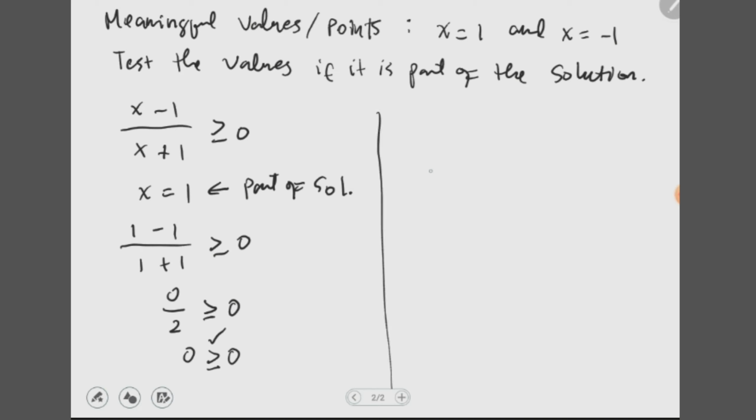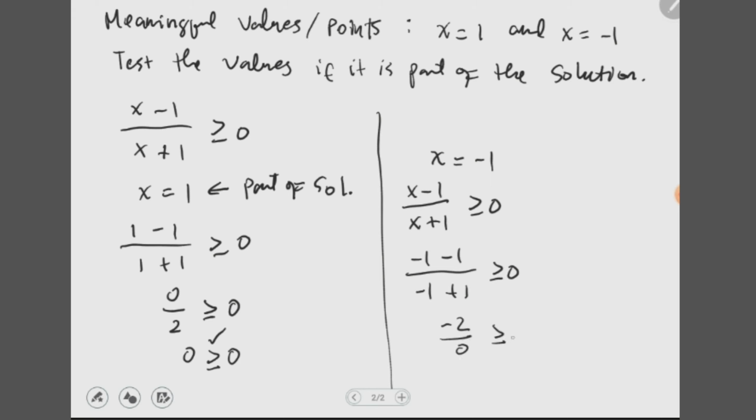The next meaningful point that we're going to test is negative 1. Same thing, you have to substitute that one to your inequality. Okay, so substitution, we have negative 1 minus 1 over negative 1 plus 1 greater than or equal to 0. We have negative 2 over 0 greater than or equal to 0. So dividing that number, we get undefined. So meaning to say, negative 1 is not part of our solution.